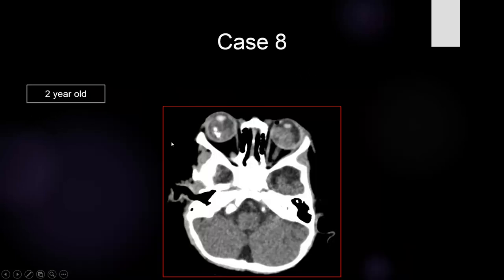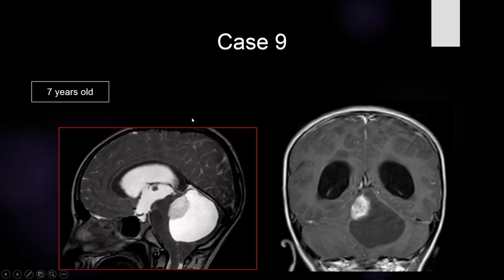In this child, we can see there is an intraocular mass lesion. This is a bilateral intraocular mass lesion, and we can see calcification in this mass lesion. So this is pathognomonic for retinoblastoma. If you see a child with an intraocular mass lesion showing calcification, this is retinoblastoma, and this is a case of bilateral retinoblastoma.